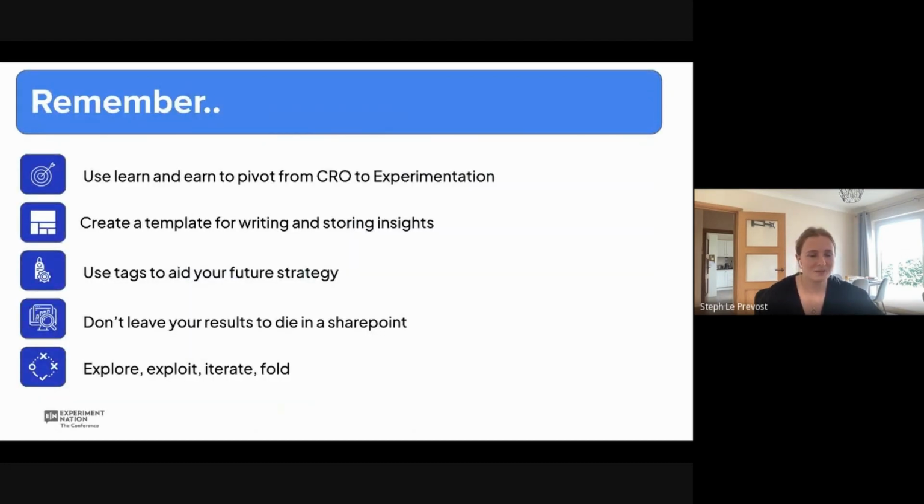So that's a lot from me, but the key things to remember are: use learn and earn to pivot from CRO to experimentation, so making sure you're learning and you're earning from your experimentation program. Create a template for writing and storing your insights, and use tags to aid your future strategy, whether that's for your insights, for your experiments, anything goes with those. You need to sit down and think about what those tags are, but use them. They can aid your future strategy. And don't leave your results to die in a SharePoint or a Google Drive, and use the explore, exploit, iterate, fold methodology.